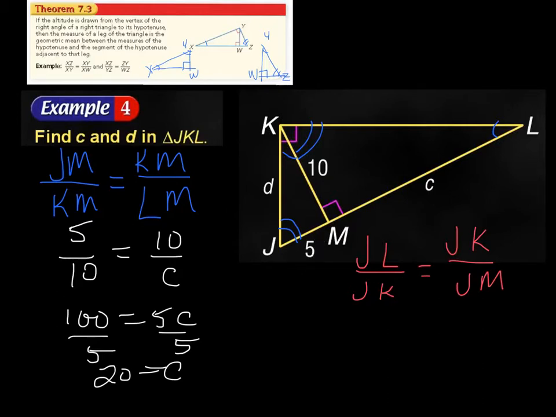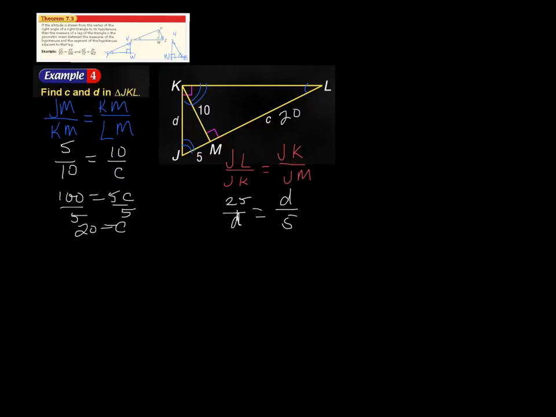So we wrote the proportion JL is to JK as JK is to JM, and then all we have to do is put in the numbers that go with that. JL, well, we know C is 20 now, so JL will be 25, is to JK, which is what we're trying to find. Oh, that's a terrible D. As D is to JM, the adjacent side, which is 5. And then cross product, so 125 equals D squared.